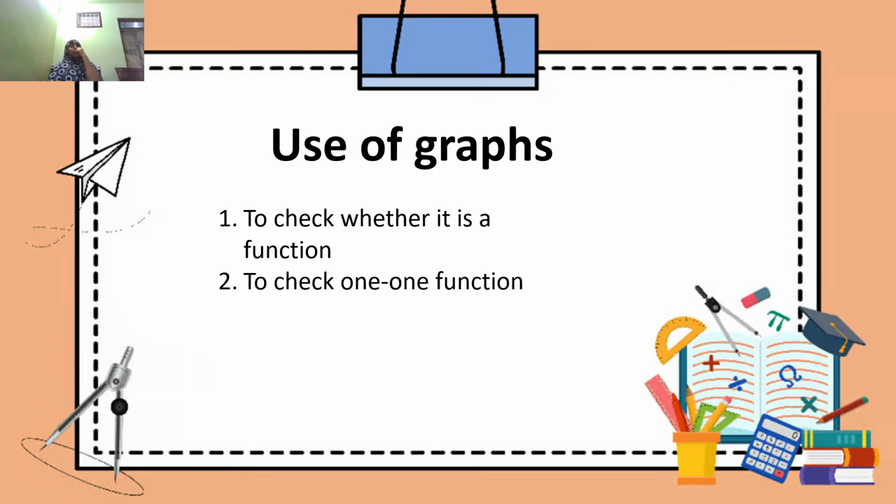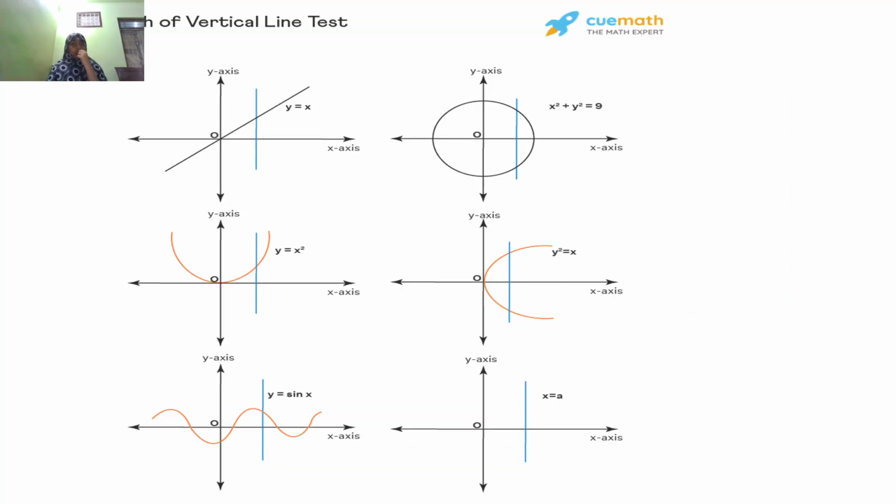Okay. So we are going to learn how to use graphs. From a graph, what can we know about a function? We can first check whether it is a function or not, and the second thing we can check is whether it is a one-to-one function or not. To check whether it is a function or not, we will use the vertical line test. For one-to-one function, we will use the horizontal line test. Let us understand it now.